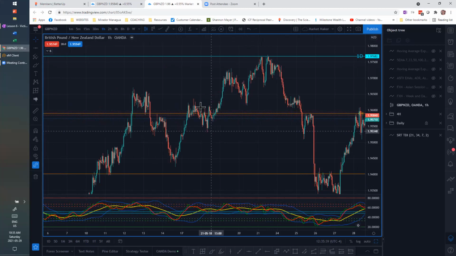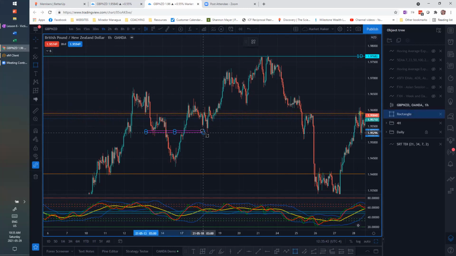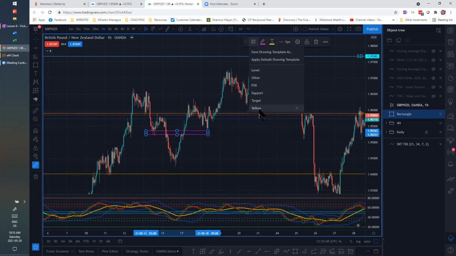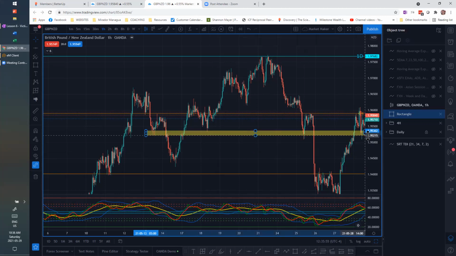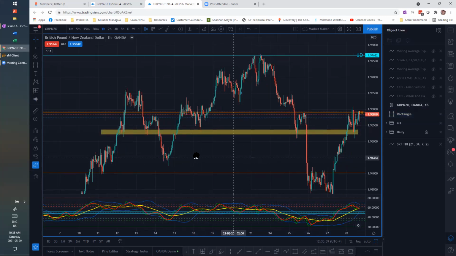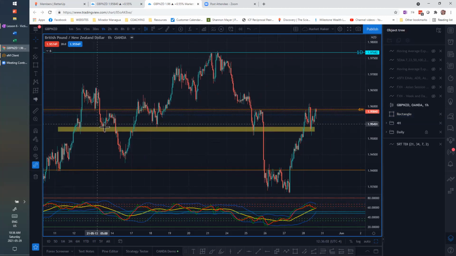So in here we had a zone kind of in there. I'm just going to drag that across. That's kind of temporary. So we can see we have touches here, it touched here, went through, came back, rebounded off of it, came back, rebounded off, went through, has rebounded off. So this is a relatively strong area, at least on the hourly.